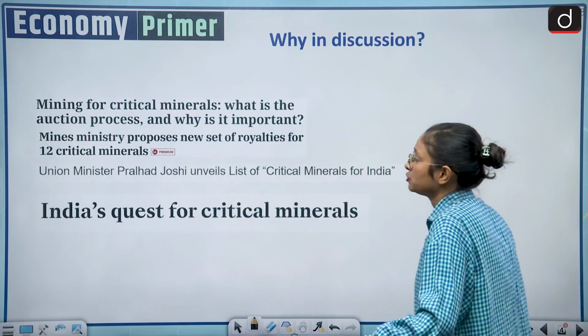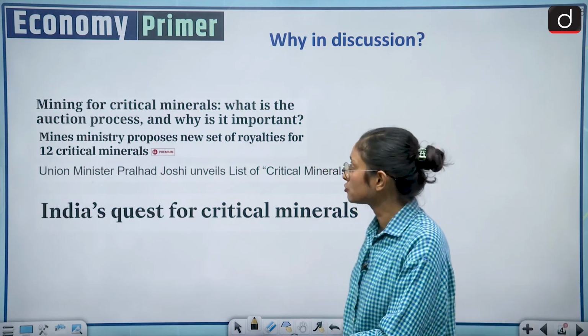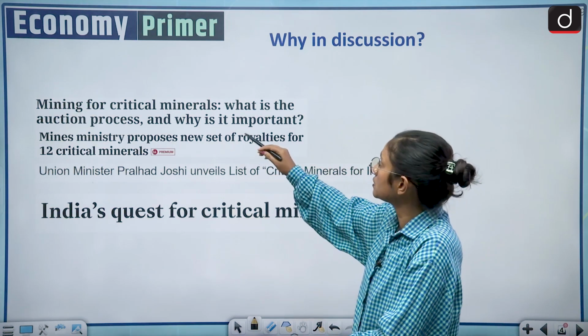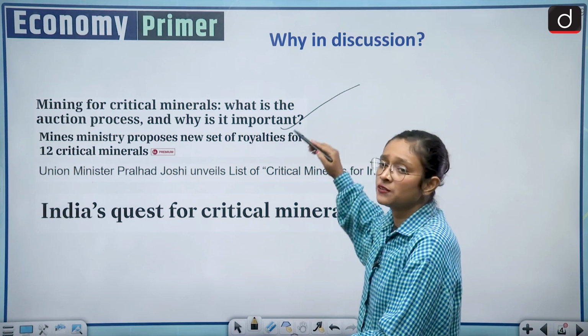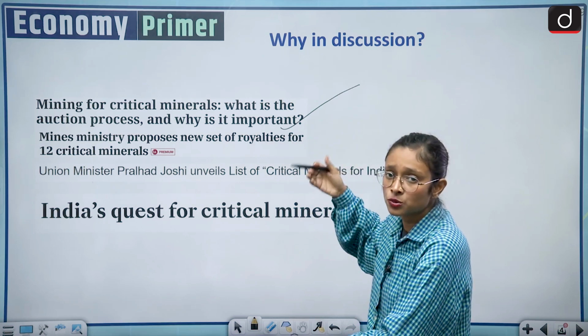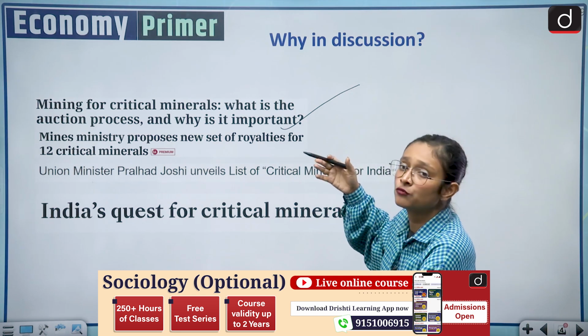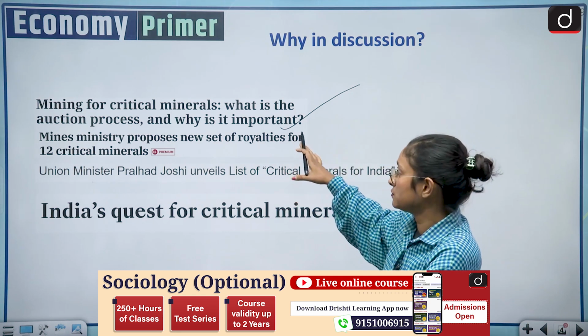Here we have taken a few newspaper cutouts, and the first cutout says: mining for critical minerals, what is the auction process and why is it important? Recently we have seen that India has launched its first auction process, and it may benefit around 4,000 crores. That's why we have chosen this topic.